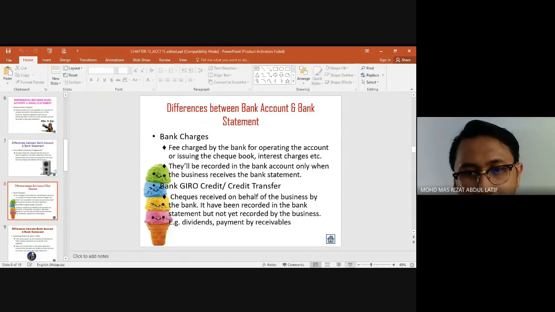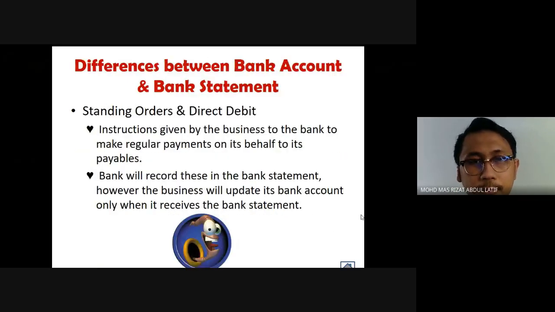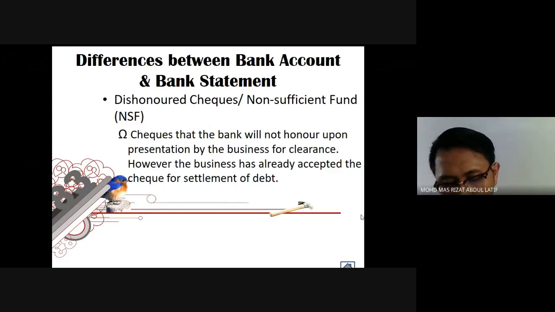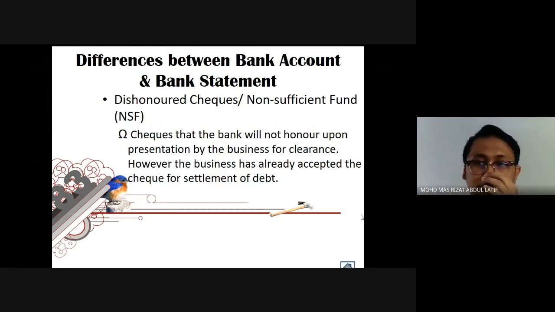Okay, next one tadi apa? Dishonored check. Okay, dishonored check. Apa benda dishonored check ni? This is a check that the bank will not honor upon presentation by the business for clearance. However, the business has already recorded the check in the cash book for settlement of the debt. Okay, ini boleh jadi kita yang kena dishonored check ataupun penerima check tersebut yang kena dishonored.